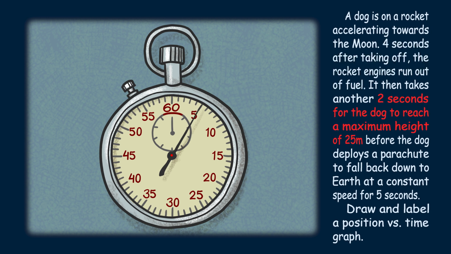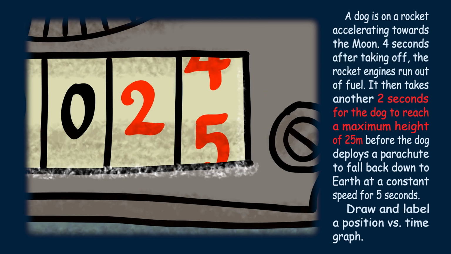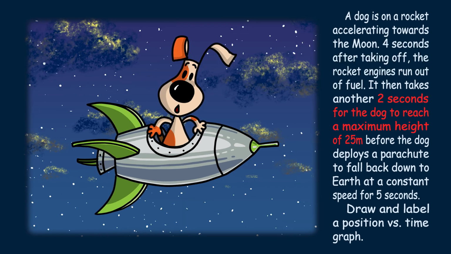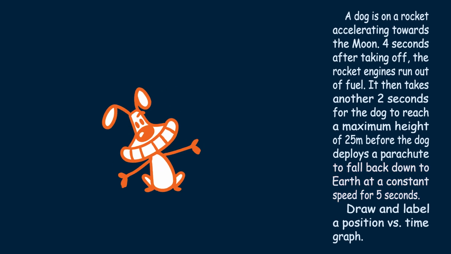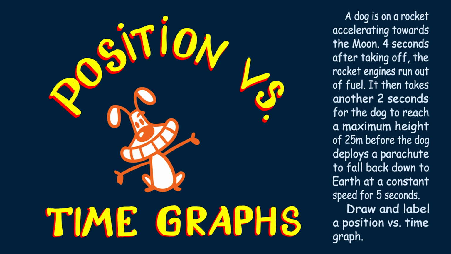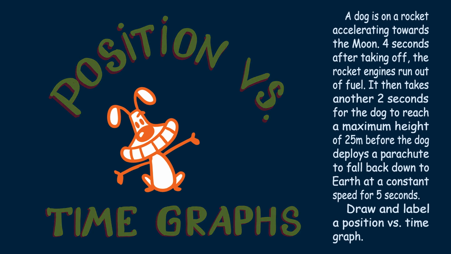It then takes another 2 seconds for the dog to reach a maximum height of 25 meters before the dog deploys a parachute to fall back down to the earth at a constant speed for 5 seconds. Draw and label a position versus time graph. Now I know this looks like a lot of information, but really all we have to do is break it down into specific time points.